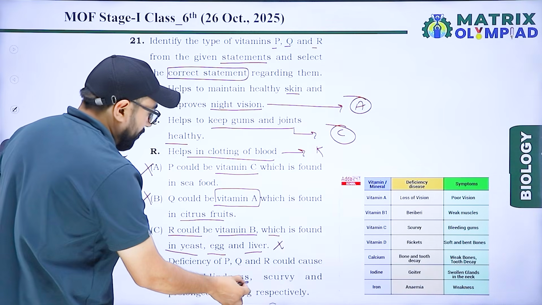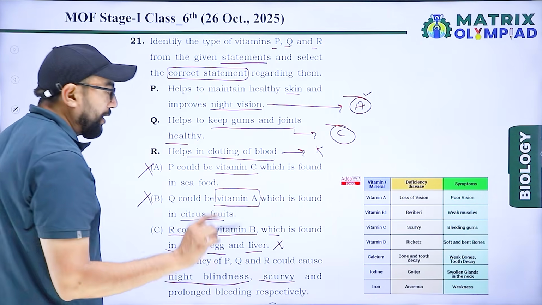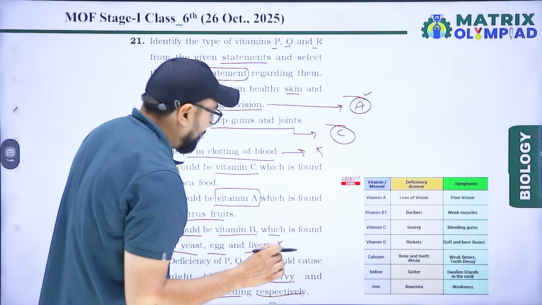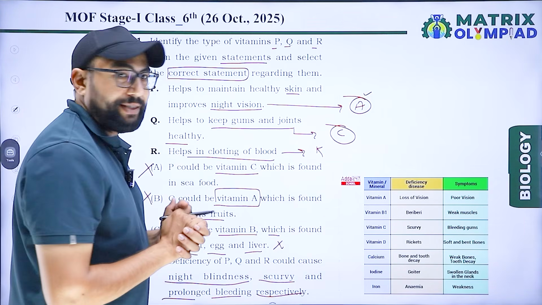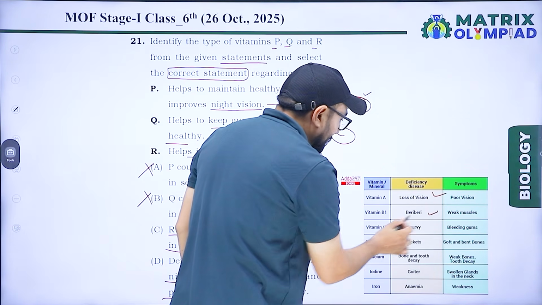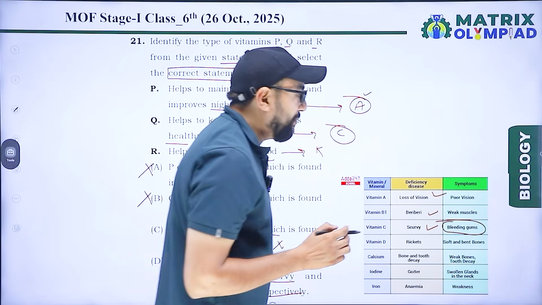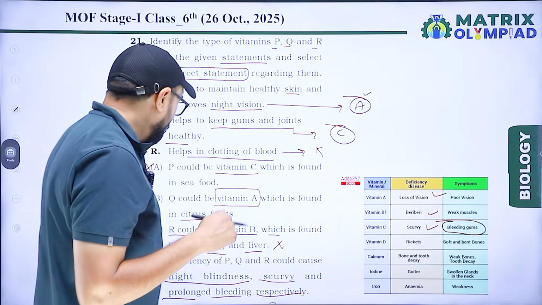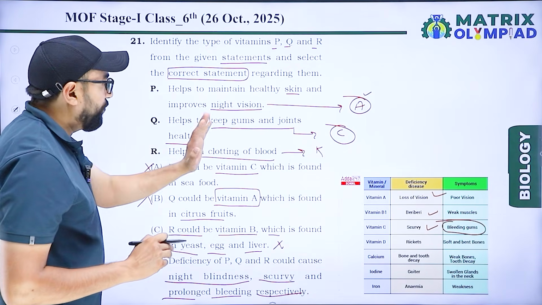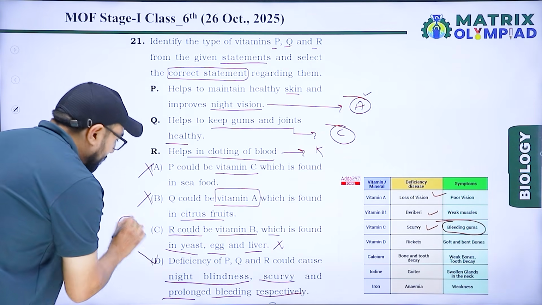D: deficiency of PQR could cause night blindness, scurvy and prolonged bleeding respectively. Night blindness is related to vitamin A, scurvy is related to vitamin C, and prolonged bleeding is related to vitamin K. Vitamin A: loss of vision. Vitamin B: beriberi. Vitamin C: scurvy and bleeding gums in its symptoms. So, according to PQR, P is vitamin A, Q is vitamin C, and R is vitamin K. So our right answer is option D.